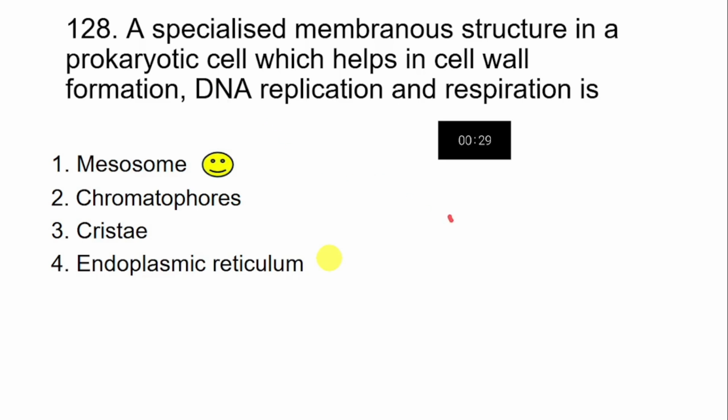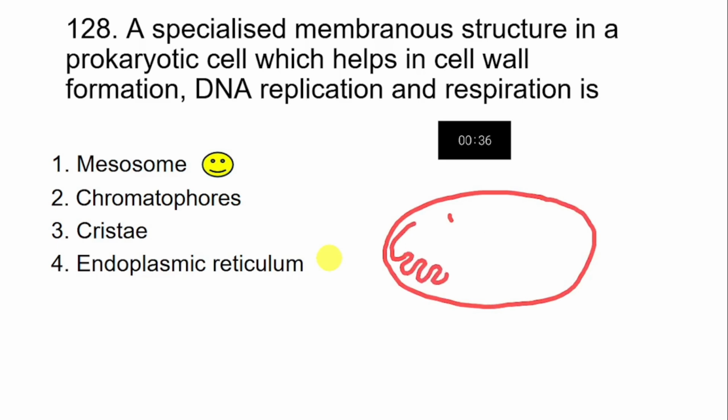So this is the bacterial cell. You will have membrane protrusions like this, and this is called mesosome, and it helps in DNA replication, respiration and cell wall formation. Prokaryotic cells don't have organelles. So this membranous structure will do the job of all those organelles which depend on membrane. So this is the role of mesosome.